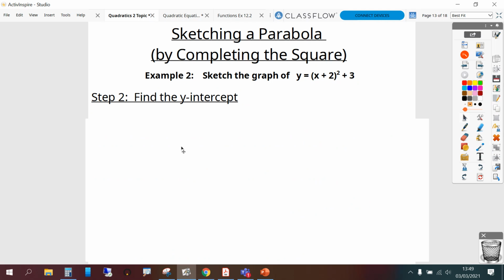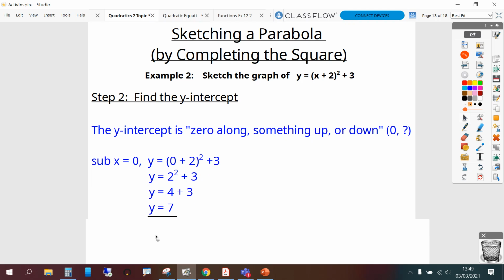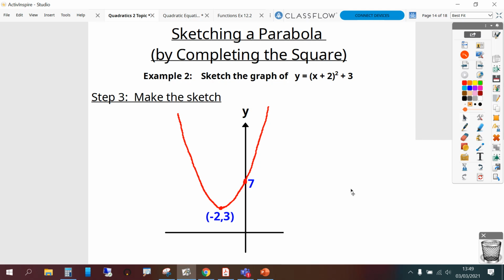Let's get the y-intercept for it now. That's, again, 0 along, something up or down. Substitute x equals 0 in, we get (0 plus 2) squared, add 3. So inside the bracket it's just 2. Square that, it gives you 4, and then add 3, 7. So our y-intercept is (0, 7). And now we can make a sketch of it, with (0, 7) and (-2, 3) on our graph.